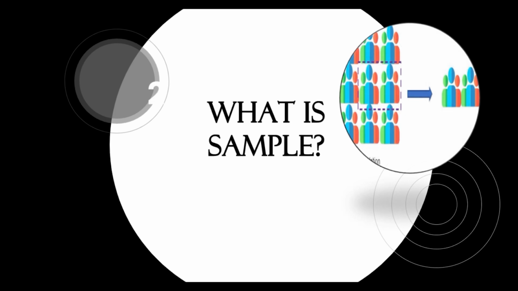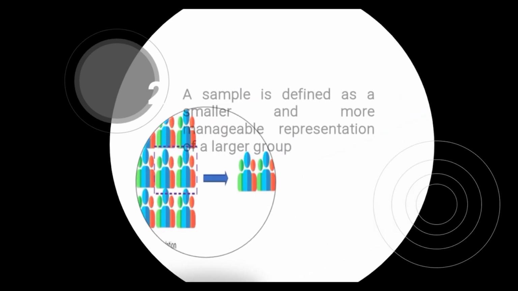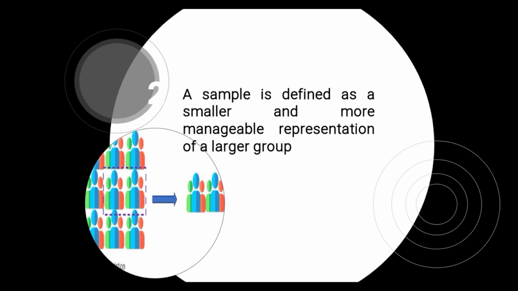And the second one is the sample. So, what is a sample? A sample is defined as a smaller and more manageable representation of a larger group. It is a subset of a larger population that contains characteristics of that population. A sample is used in statistical testing when the population size is too large for all numbers or observations to be included in the test. The sample is an unbiased subset of the population that best represents the whole data.